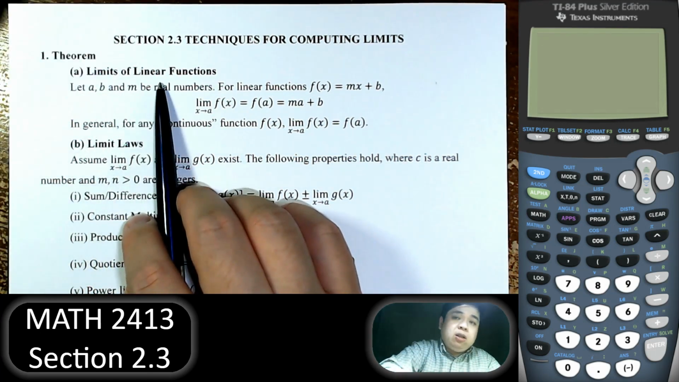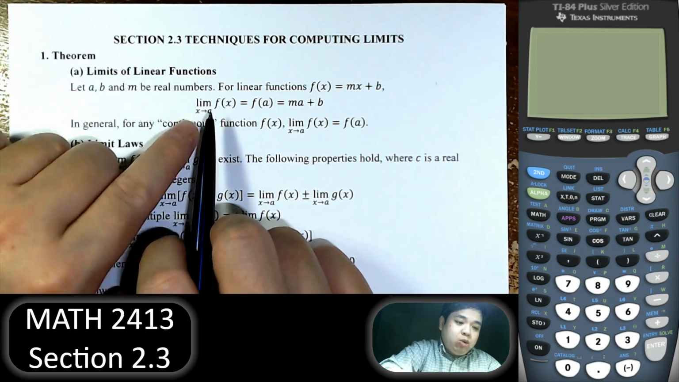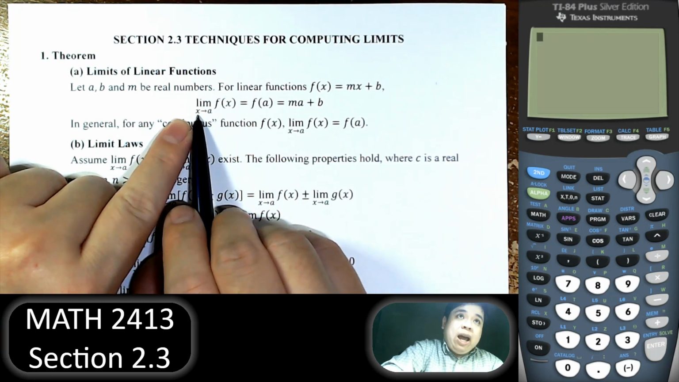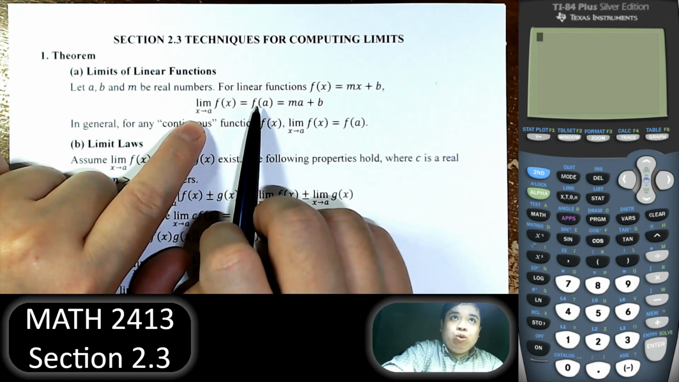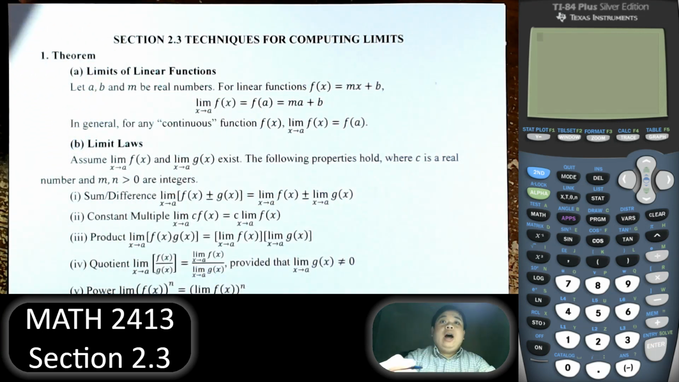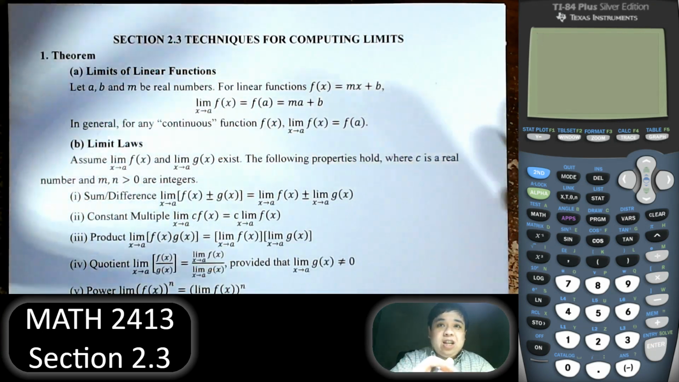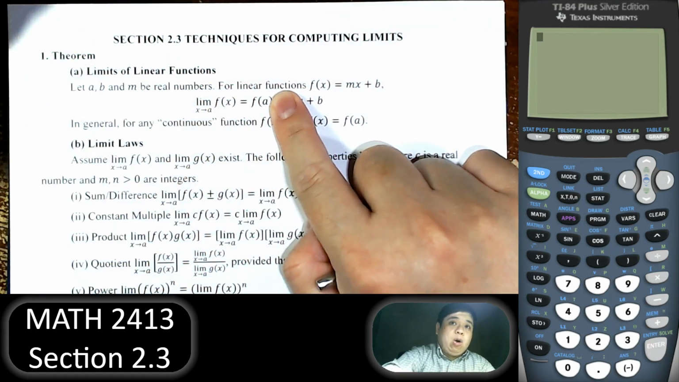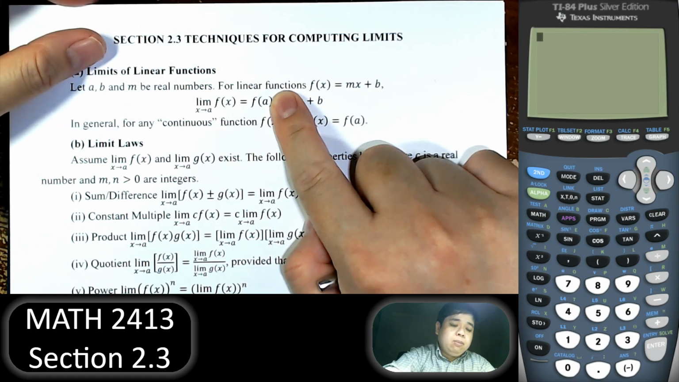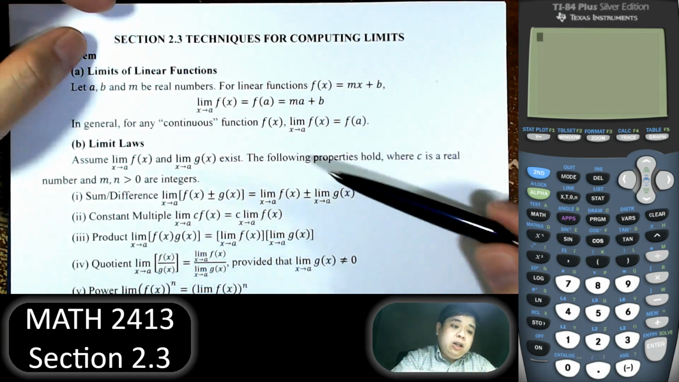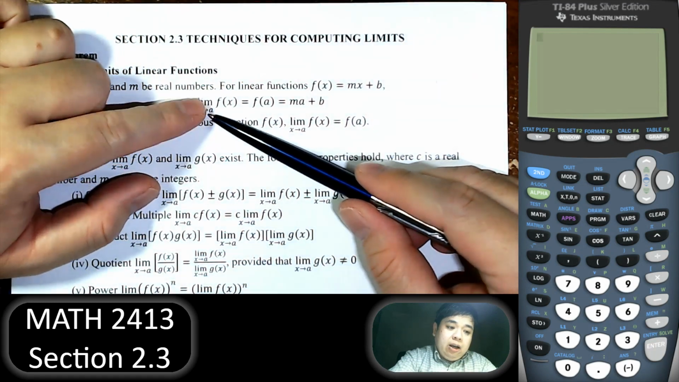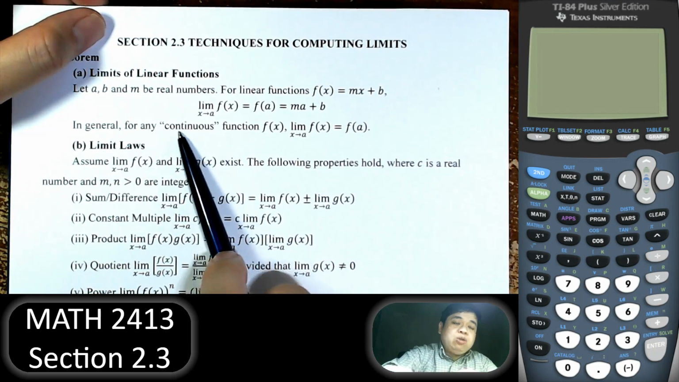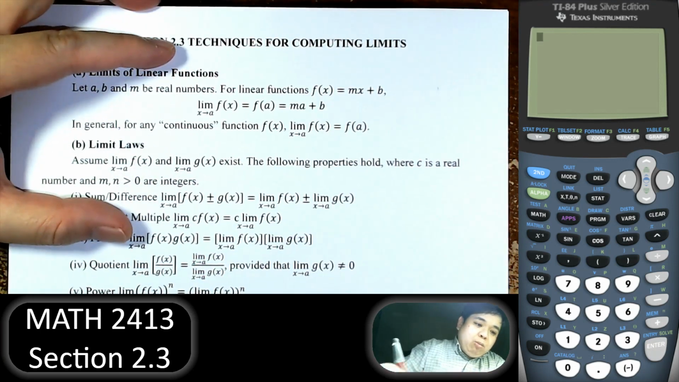So the limit of a linear function. Pretty much what we see here is that the limit of the function, that is the linear function, when x approaches a is equal to the value of the function. What we learned in the second section is that the limit and the value of the function may not always be the same. But for some certain functions, the limit is the same as the value of the function, and like I said, any continuous function will have that property.